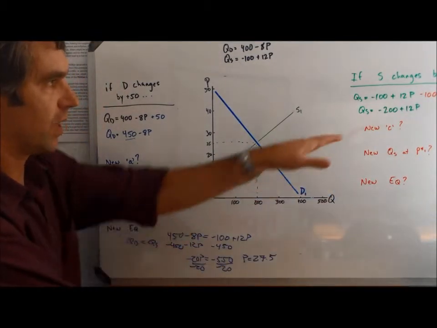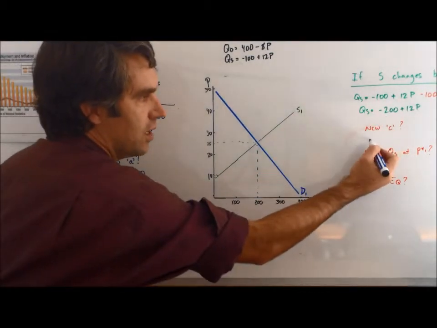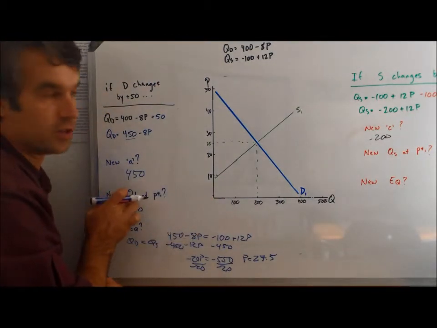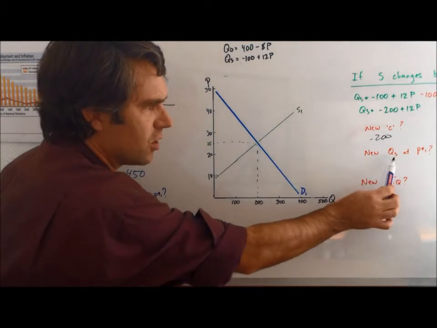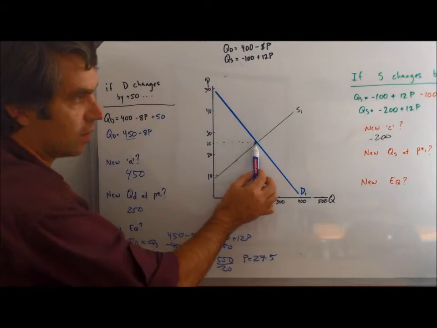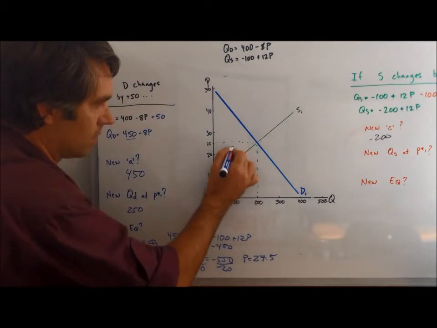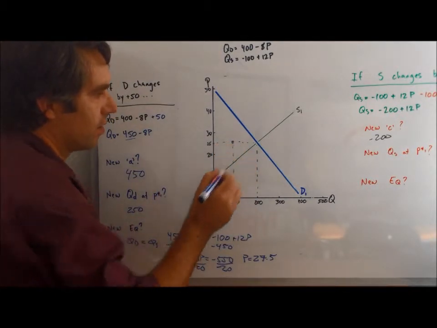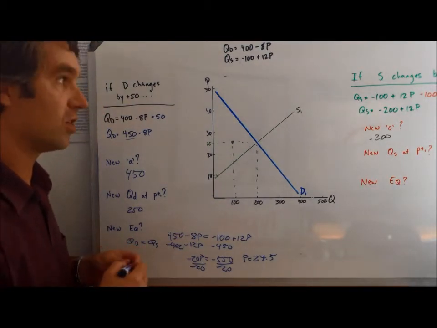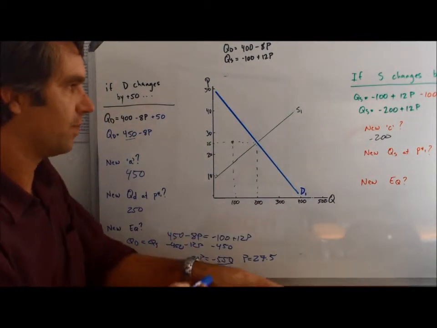For supply, if it changes by minus 100, the new C variable is going to be negative 200. That's not very useful though, because I can't actually show that on the graph. I can't show negative 100 or negative 200. But I can show the new quantity supplied at P star 1. If it's going to shift by minus 100, it was 200, and now it's going to be 100 there. So that's one point of our supply curve. I don't know another point yet, so I can't draw the curve because I couldn't show minus 200. So I'm just going to solve for equilibrium next because I know that'll be a point as well.